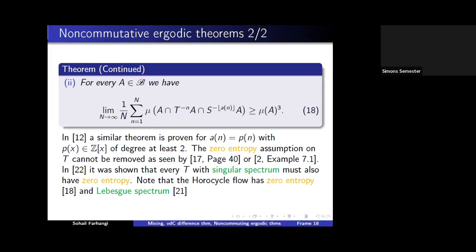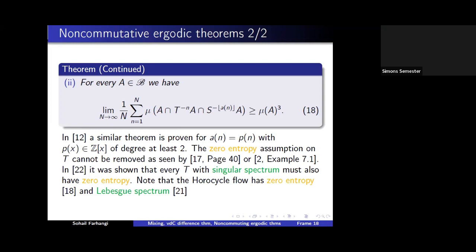Another thing I should mention about 0 entropy is that 0 entropy is strictly weaker than singular spectrum. So if you have a system or a transformation that has singular spectrum, it will also have 0 entropy. And these notions are different because the horocycle flow is a natural example of a system that has 0 entropy and Lebesgue spectrum.